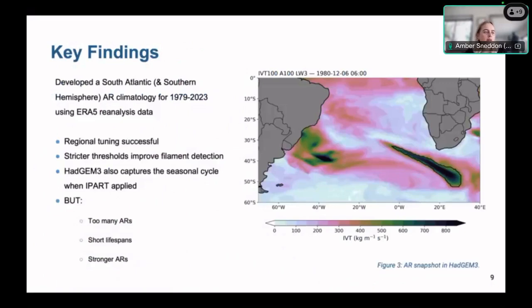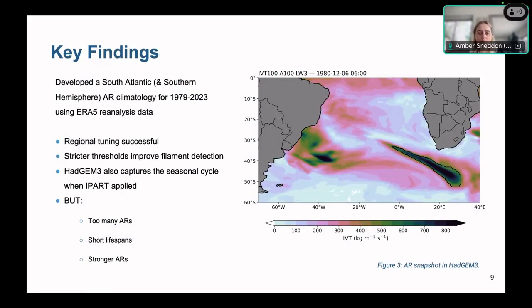What we found from here, as I said, is that we developed a South Atlantic and Southern Hemisphere climatology for 1979 to 2023 using ERA5 reanalysis, and then we have replicated this in the HadGEM. Up till now, we've done HadGEM medium resolution, but we're going to be doing this for the high resolution and for the low resolution as well.